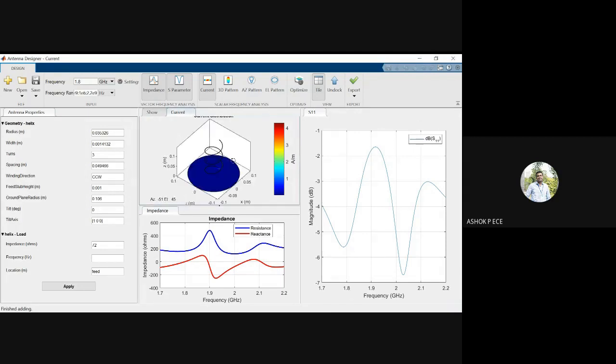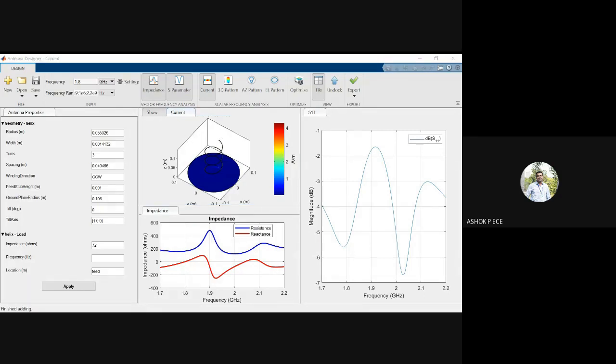Current distribution. This is the top view. This is the side view of the helical antenna. The side view will look like a sinusoidal wave. The top view will look like a circle. This is the top view, and this is going to be the side view of your helical antenna. This was the view which we were talking about, and this is the current distribution, amperes per meter. The current distribution is very high in the plate below, and the current slowly travels through the helix and gets propagated as electromagnetic waves.